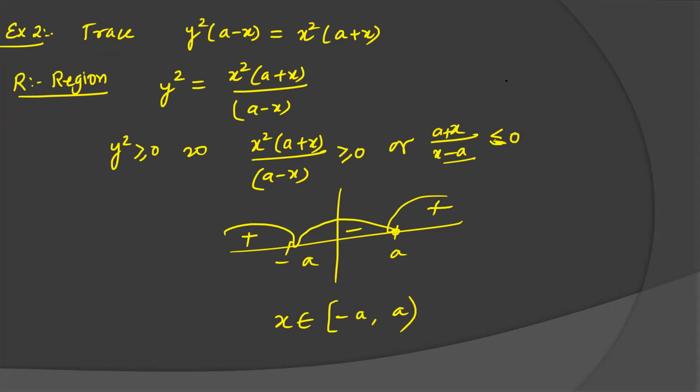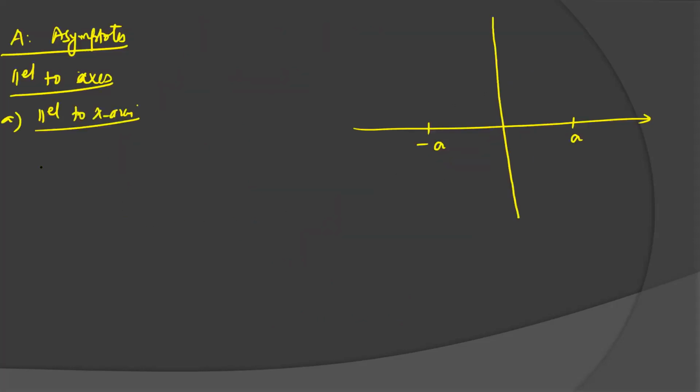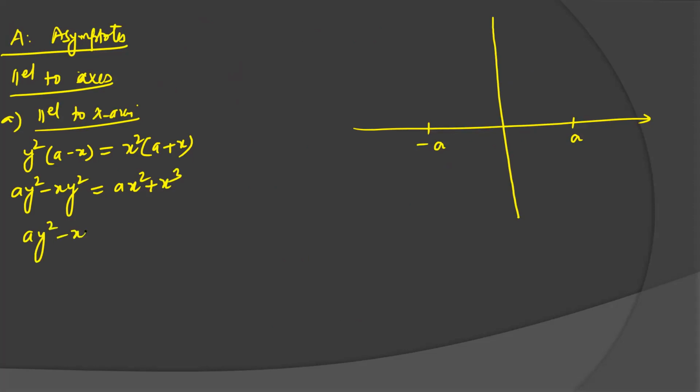If you see carefully, the curve is y square into a minus x equal to x square into a plus x. So you can write it like this: a y square minus x y square equal to a x square plus x cube, or a y square minus x y square minus a x square minus x cube equal to 0. For parallel to x-axis, the highest degree in x is minus 1, that cannot be 0, so there is no asymptote parallel to x-axis. Now B, parallel to y-axis.